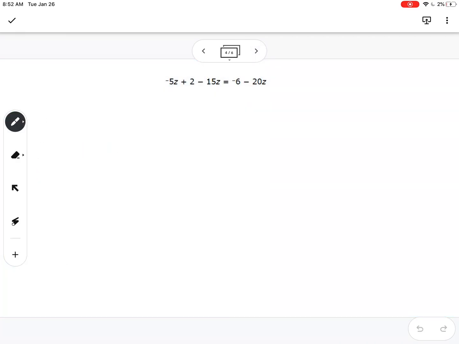Negative 5z plus 2 minus 15z is equal to negative 6 minus 20z. This looks a bit complicated. Now, most of us would probably start saying something along the lines of, wait, there's different numbers in front of the variables, this has one solution. But it doesn't work like that. You have to combine like terms on the left-hand side and the right-hand side. We have z's here, and that adds up to negative 20z, and then plus 2 is equal to negative 20z minus 6.